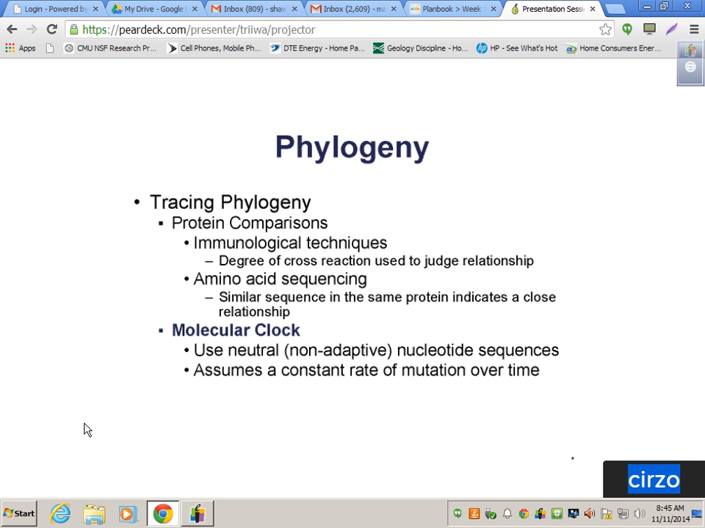Plus, we're missing a tail, right? It's kind of like, I mean, it's one thing to say, hey, we both don't have a tail and we have opposable thumbs. It's another thing to say, hey, look at our systematics and our molecular makeup of our proteins. They're super similar.